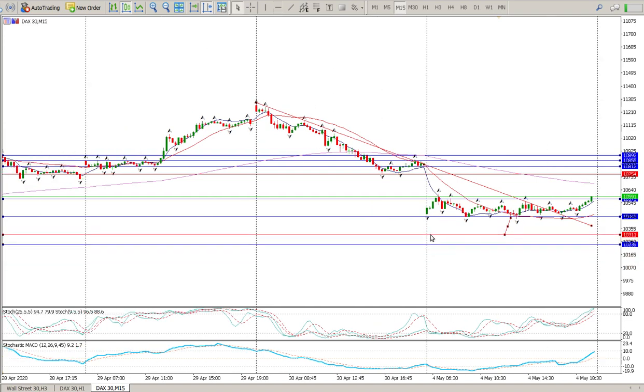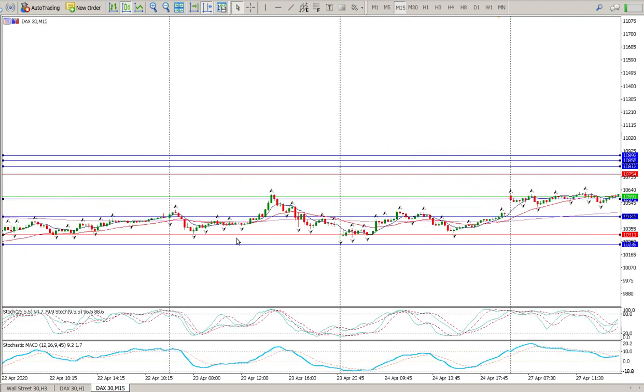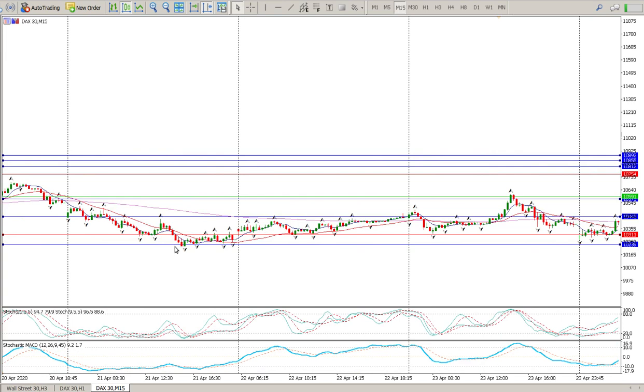I don't think there's a level up there. Oh, there is. Okay, so you can see there's quite a bit of interaction at that area. So we've got, there's a low, and then we have all of this interaction here. That's fairly significant.